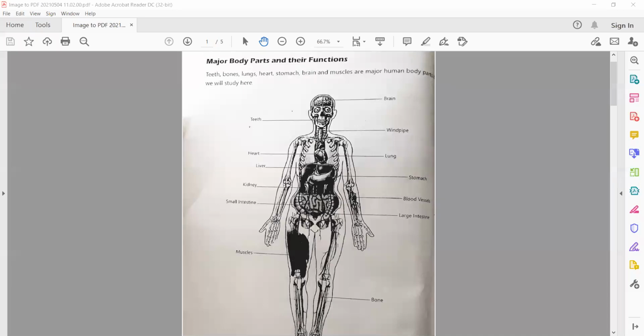Then here is another body part given, bones. What is the function of the bones?